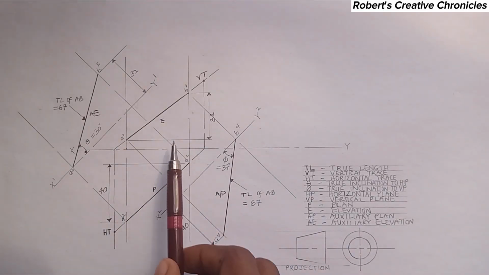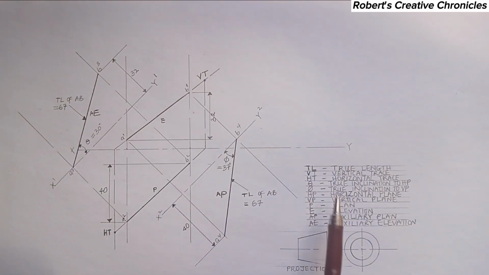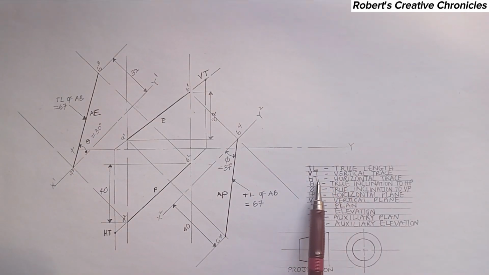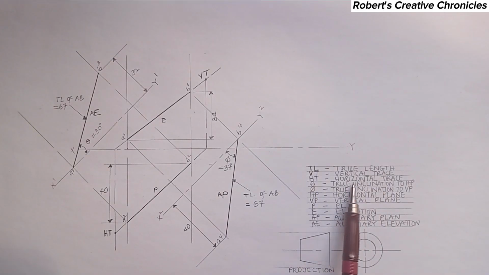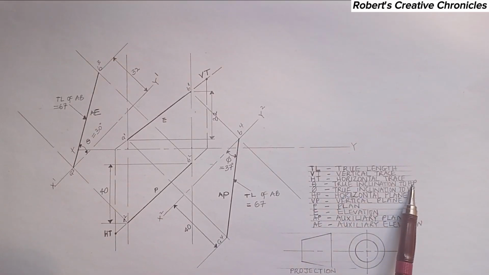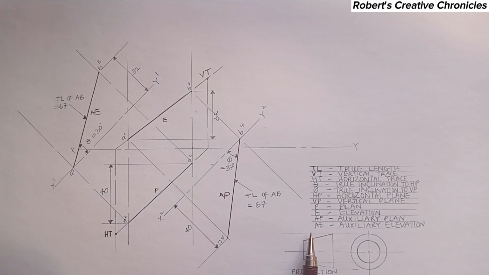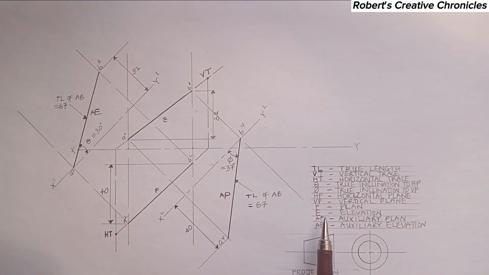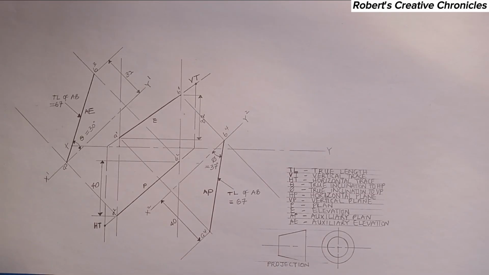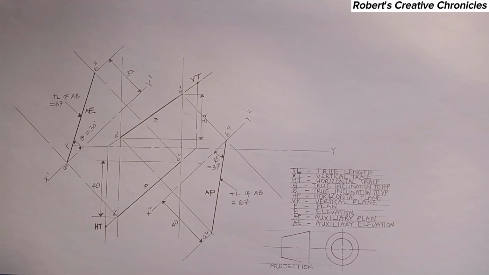So all these other abbreviations like E, P, TL, all of their meanings are stated here. TL stands for true length, VT stands for vertical trace, HT stands for horizontal trace. This one stands for true inclination to HP. This one is the true inclination to VP. And HP and VP are the horizontal plane and the vertical plane. Then E is elevation, P is plan, then this one AP and AE. So here it is, and this symbol shows that it's first angle projection.